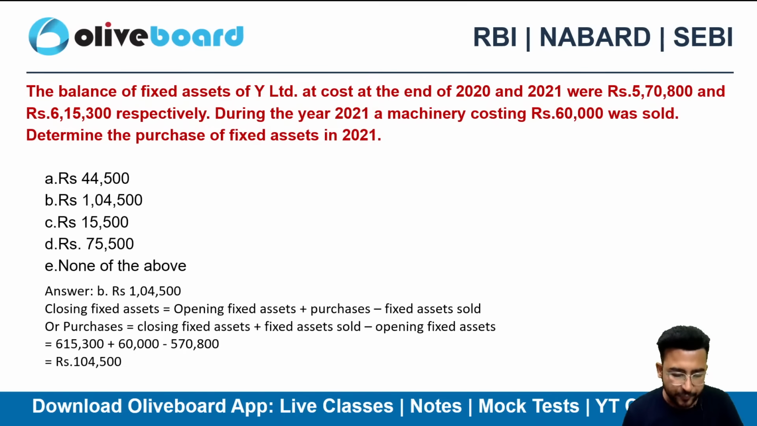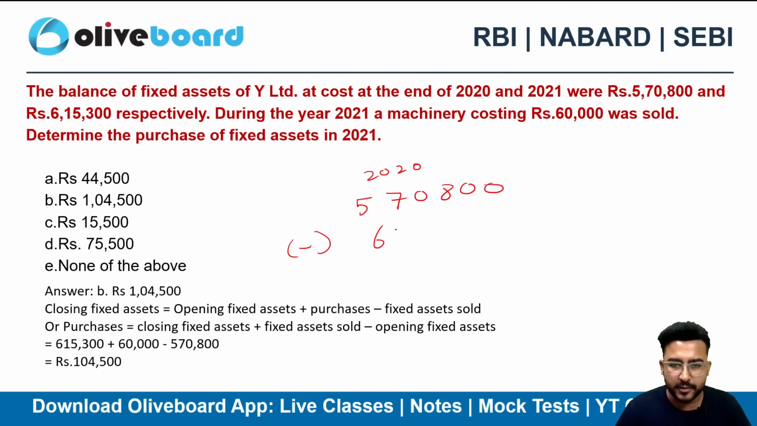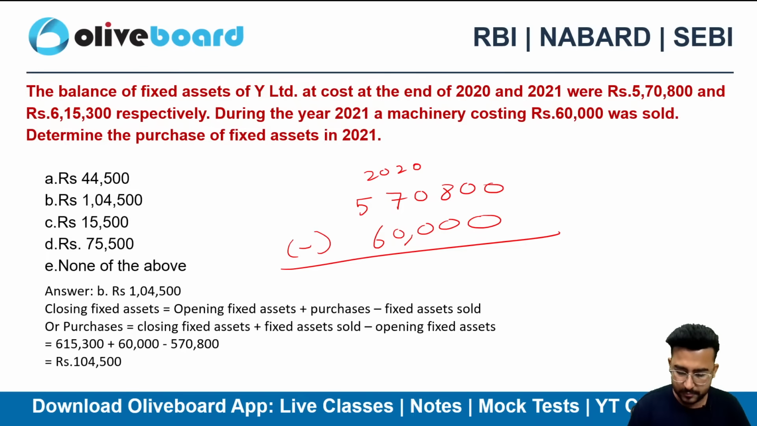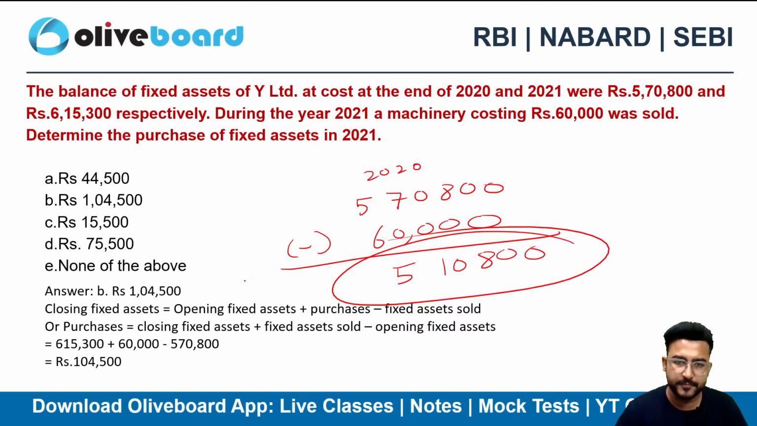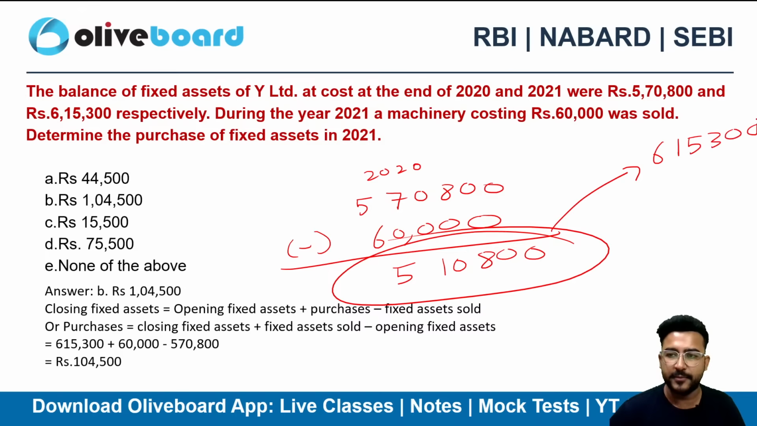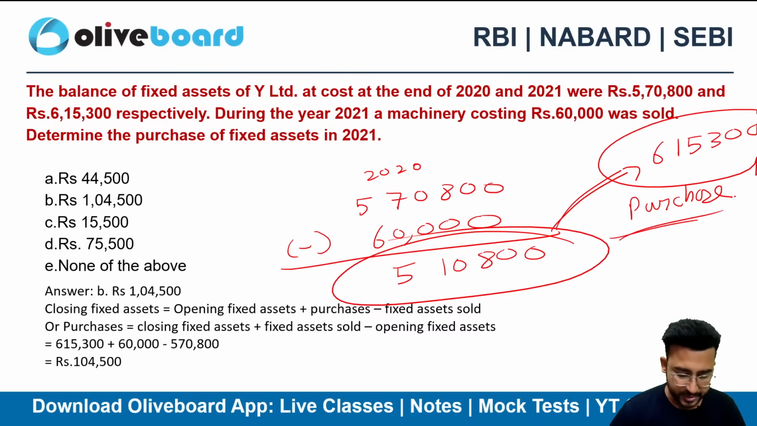Option B, 1,04,500. How we have computed? In 2020, we were having 5,70,800. I have sold machinery worth rupees 60,000. What is the amount? 5,10,800. Right? However, still I am having the balance of 6,15,300. How it increased? Must be purchased. This much I have purchased, right? So that's why it is 1,04,500.